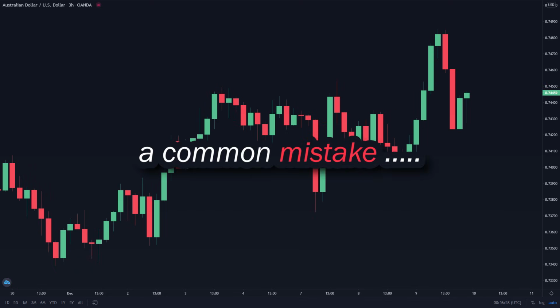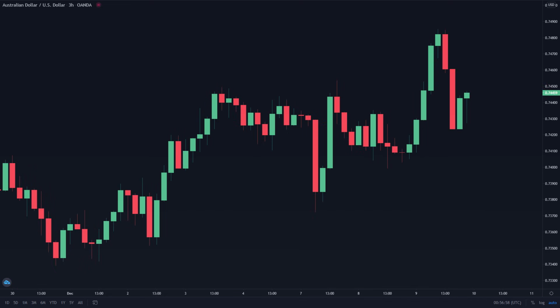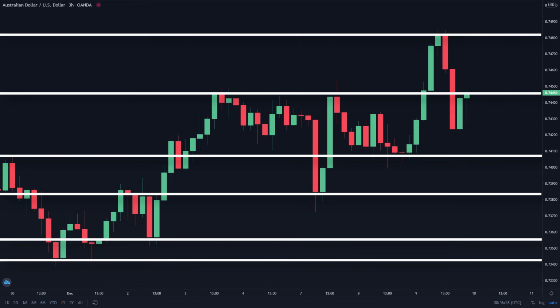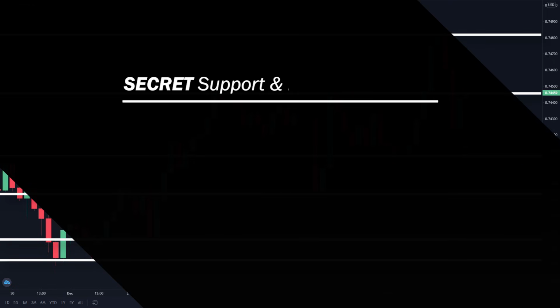A common mistake that I see traders make is that they draw too many lines like this. We can all agree that this looks really confusing. Support and resistance is meant to make your analysis easier, not to confuse you. And the reason that traders do this is because they don't follow the secret rules of support and resistance that I'm going to reveal to you right now.